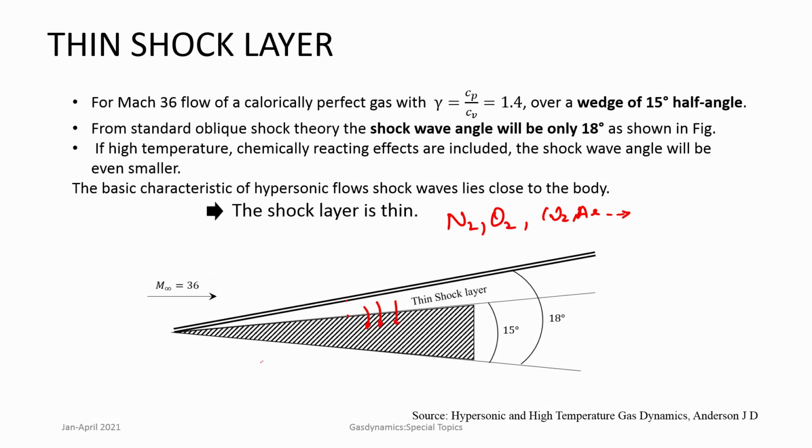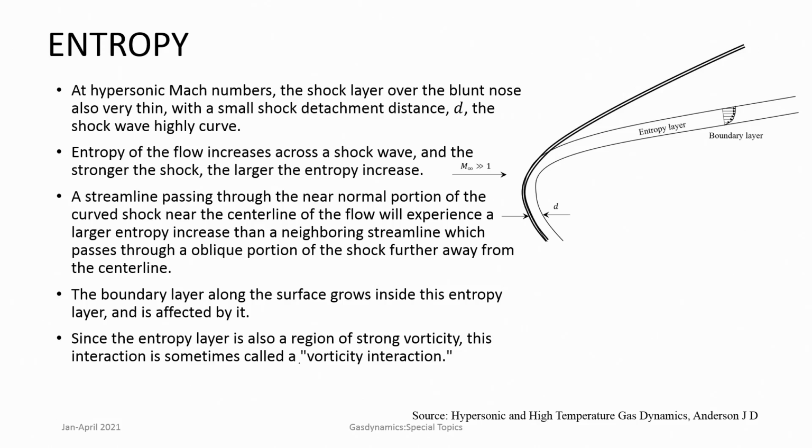So, one basic character of hypersonic flows is that shocks are located very close to the body, and sometimes it is called a shock layer, a thin shock layer. So, a shock located very close to the body is one characteristic of hypersonic flows.